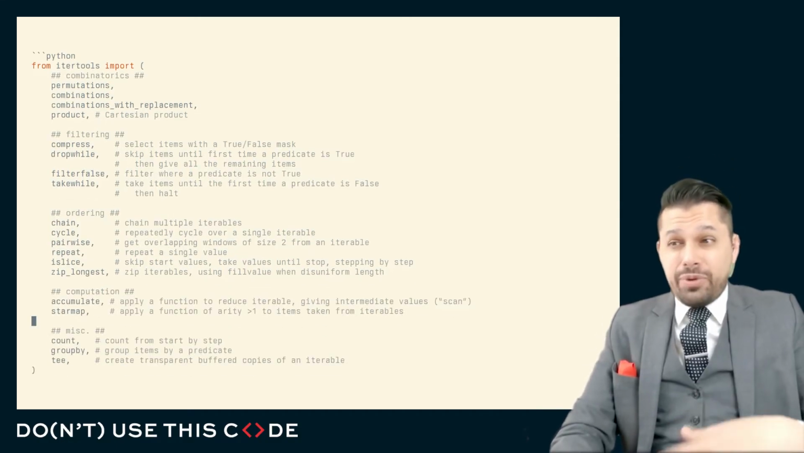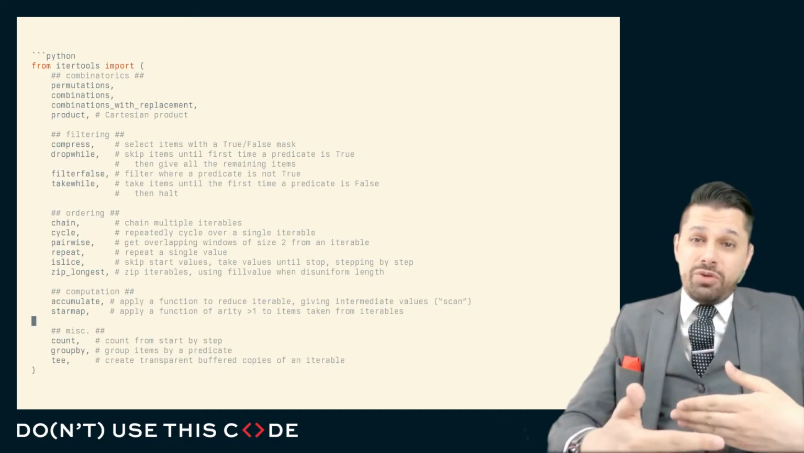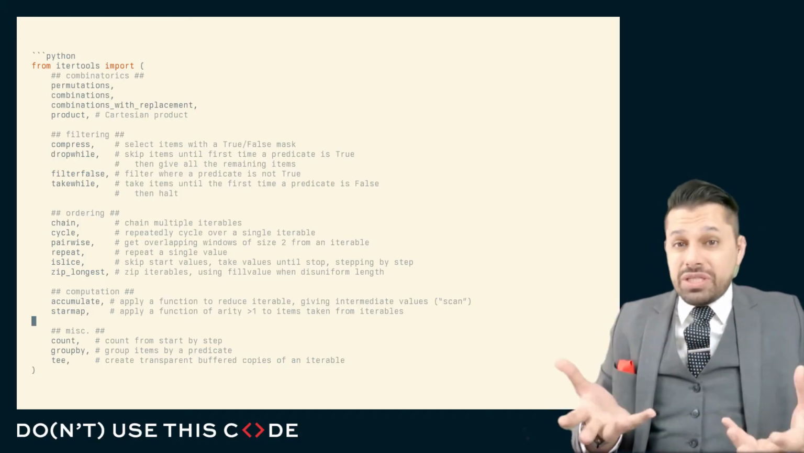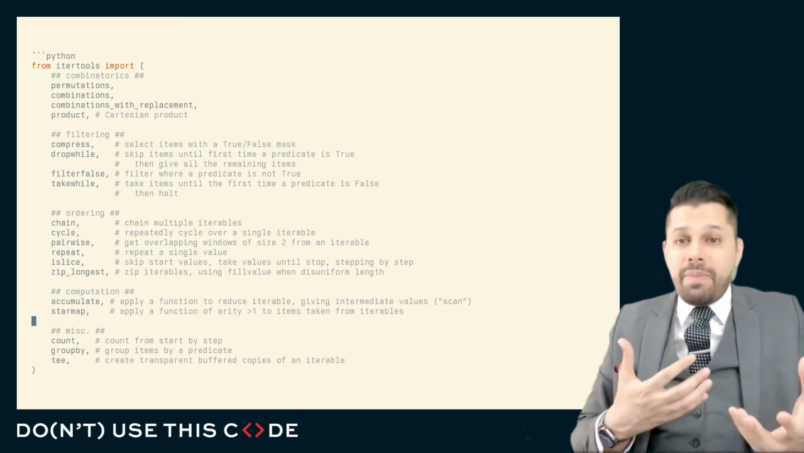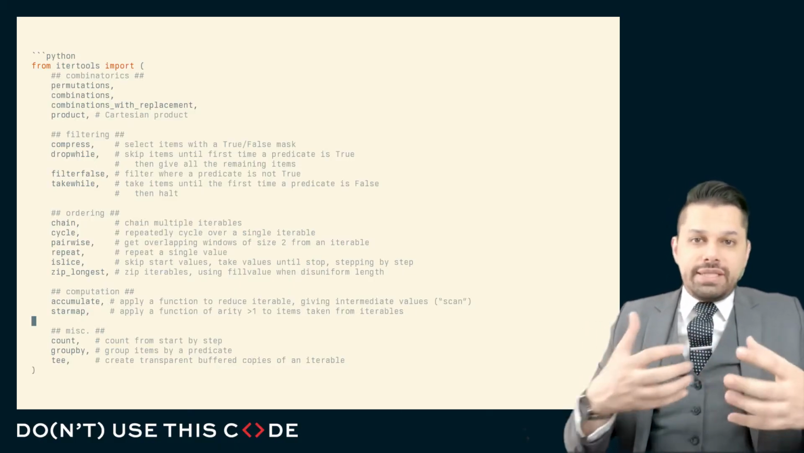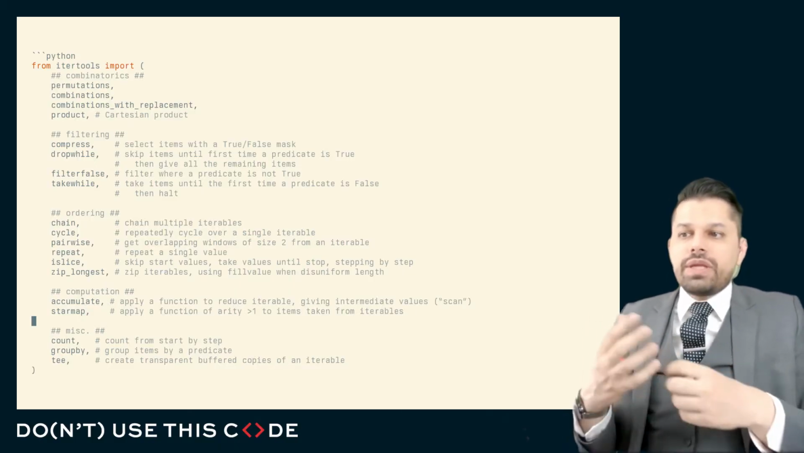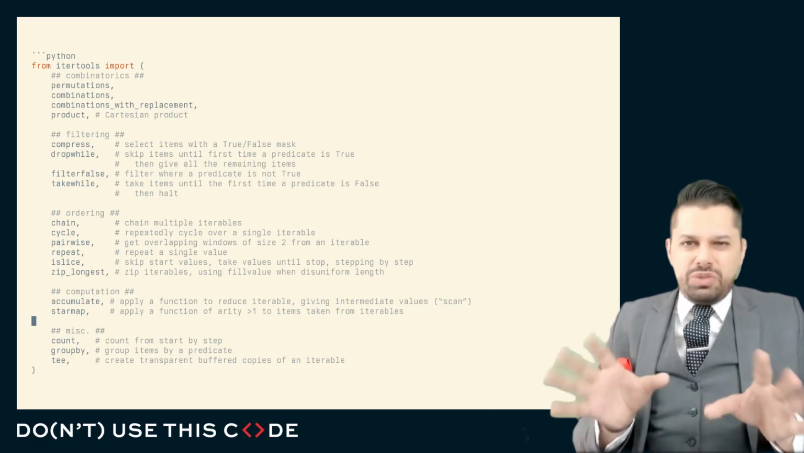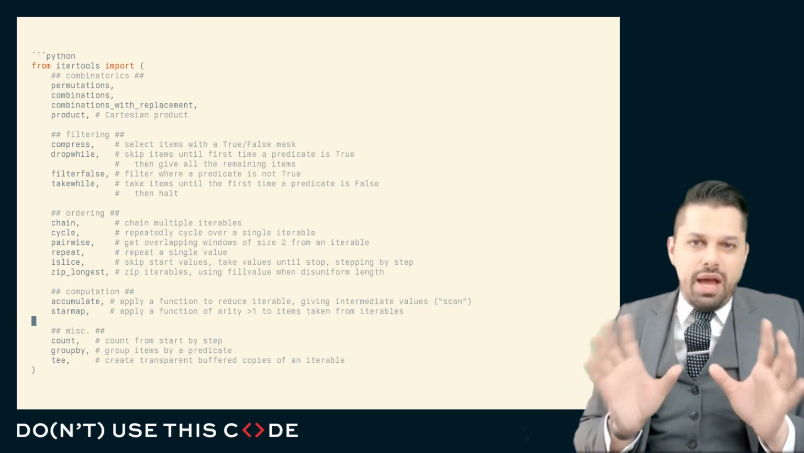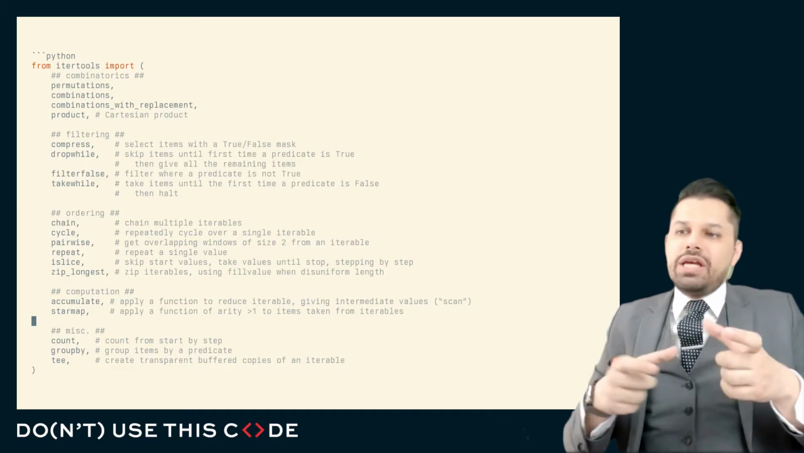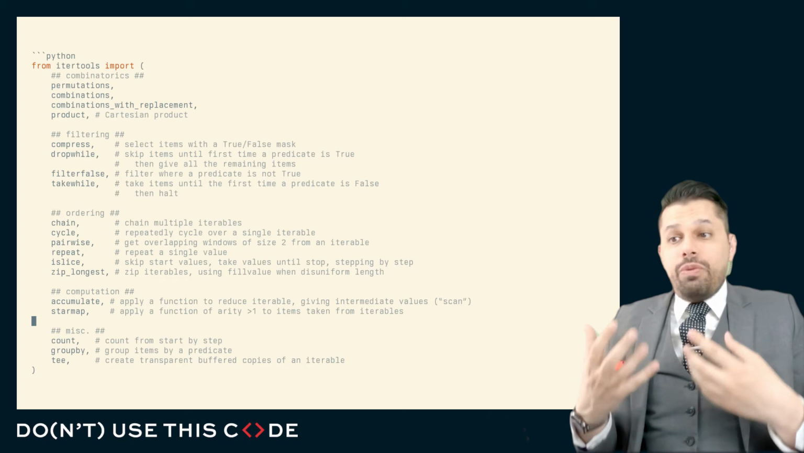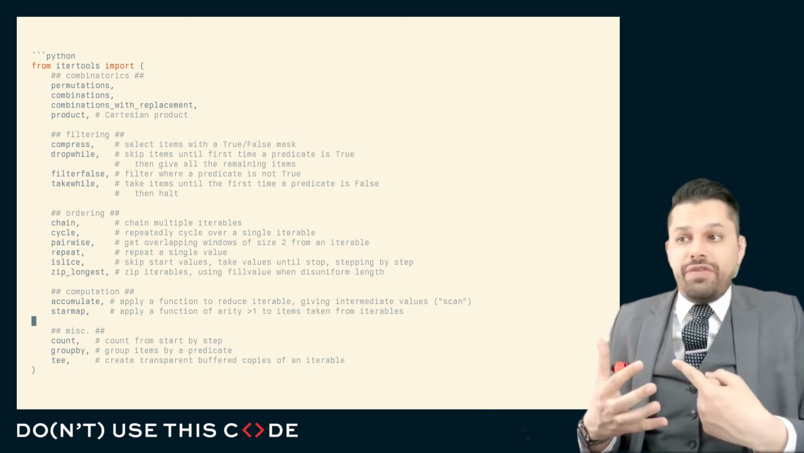We have ordering operations, chain, which allows us to chain together multiple iterators so we can iterate over one and then the next one and the next one without having to concretize them or without having to find some sort of unpacking syntax or some syntax that allows us to directly add them to each other. Cycle, which allows us to repeatedly cycle over an iterable. Pairwise, which personally I think is a little bit hokey because there's a better choice than pairwise, but you get overlapping windows of a particular size of size 2. Repeat, which allows you to just continuously repeat a value.